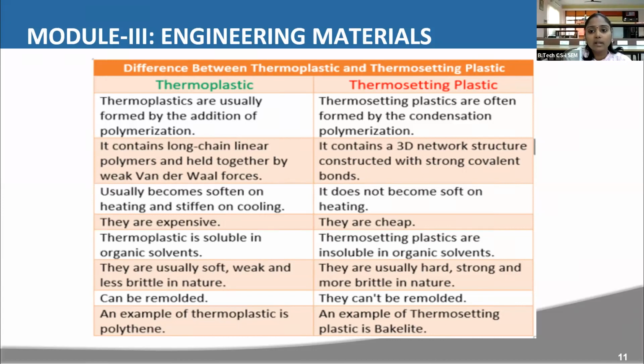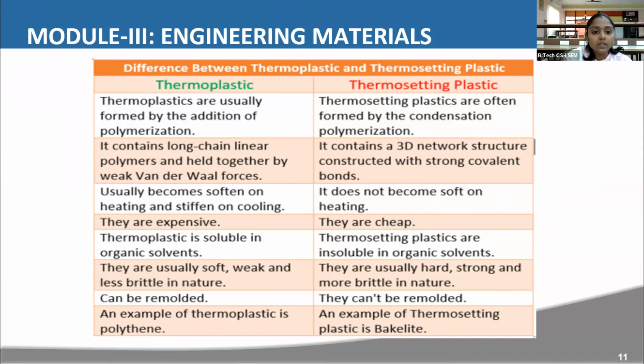So thermoplastics are very expensive and thermosetting plastics are very cheap. Thermoplastics are soluble in organic solvents. Thermosetting plastics are insoluble in organic solvents. You know the meaning of soluble and insoluble. Soluble means completely dissolved, insoluble means it does not dissolve in the organic solvents. So thermoplastics dissolve in organic solvents, and thermosetting plastics do not.